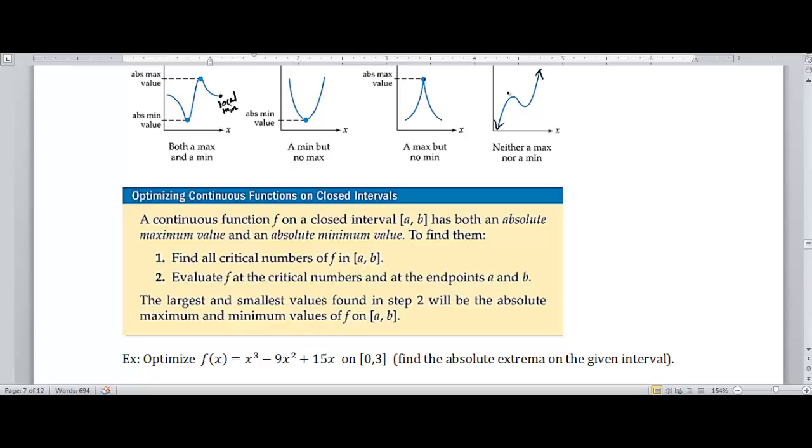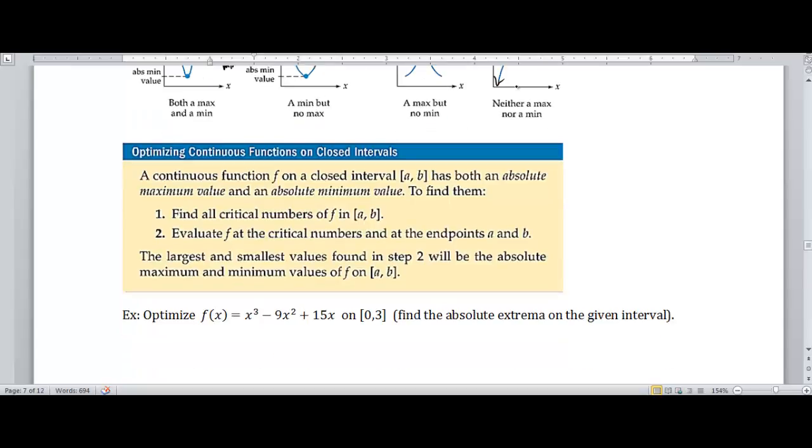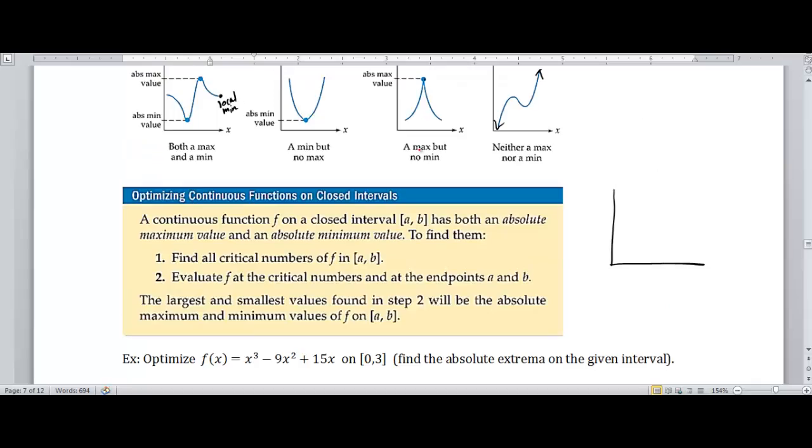Let's look at optimizing functions. If you have a continuous function on a closed interval, the continuous function has both an absolute max and an absolute min. So think about any kind of function. Let's look at this function that we have here. There's no absolute max or absolute min on the domain of the function. But if I look at a closed interval, so I'm only looking at the function from here to here, then I can find an absolute min, which would be probably this one, and an absolute max.